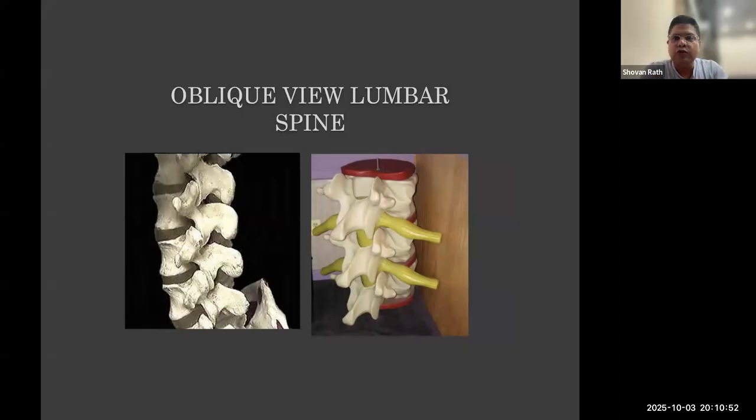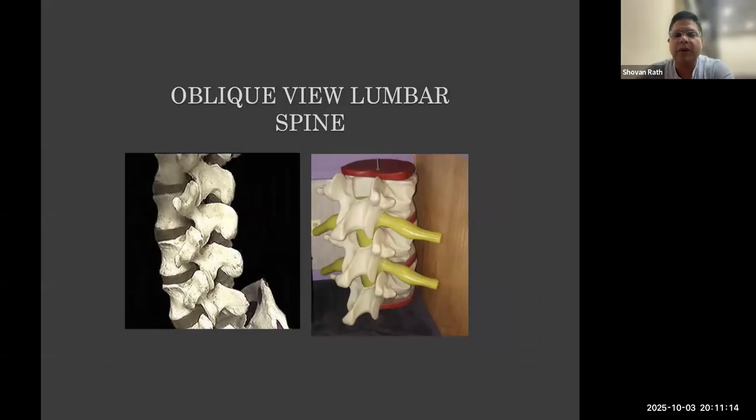And if you want to make this easier, what we can do is obliterate this lordosis. We can put a pillow under the abdomen so that the spine will be straight. So it becomes very easy for learners who are starting their procedures. They can do it that way also.